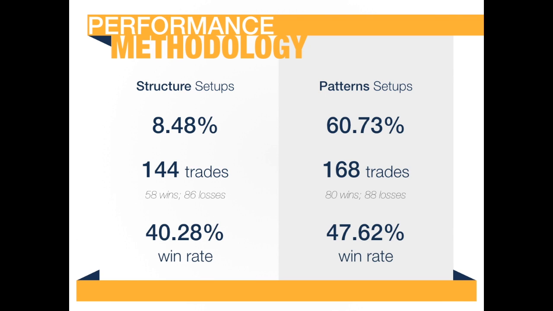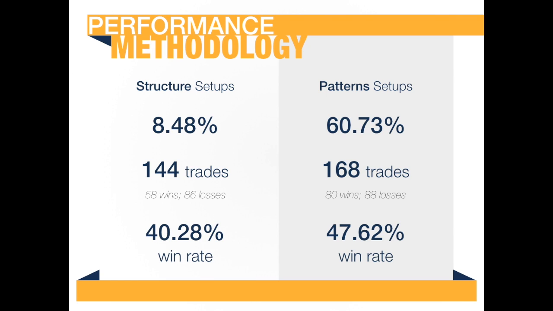So you can clearly see that in 2015, most of our returns were actually generated via pattern setup. If you look at the number of trades generated from each of the setups, it's about the same: 144 on structure and 168 from pattern setup. But if you compare the win rate, the harmonic pattern setup gave you about a 47% win ratio, while the structure setup just gave you a 40% ratio.